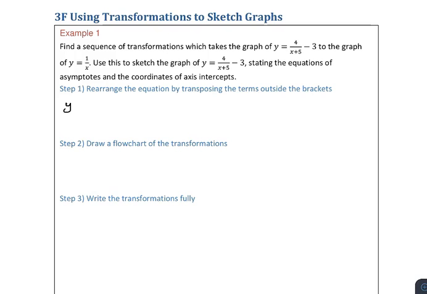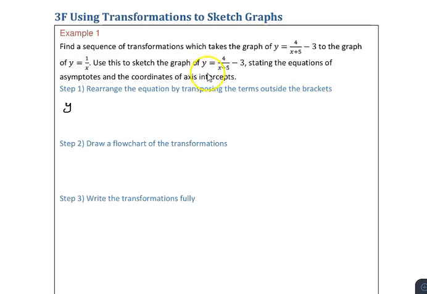So this example is to find a sequence of transformations which takes the graph y equals 4 divided by x plus 5, minus 3, to the graph of y equals 1 on x. So we're going from a transformed graph to a base graph. Note that in the previous section, 3E, this is like example 1. So we're going to use this to sketch the graph of y equals 4 divided by x plus 5 minus 3, and we're going to state the equation of any asymptotes and the coordinates of the axis intercepts.